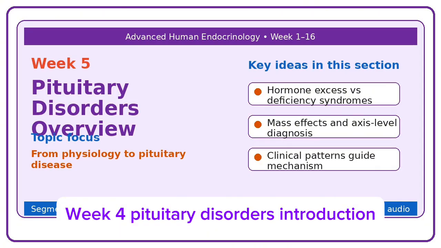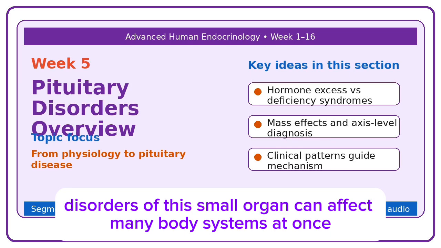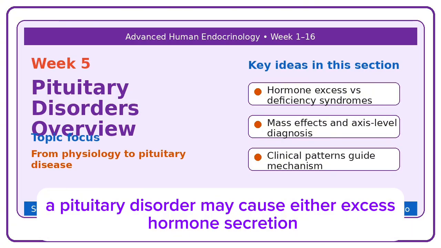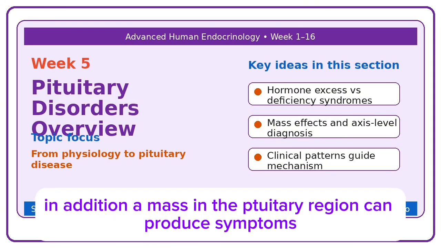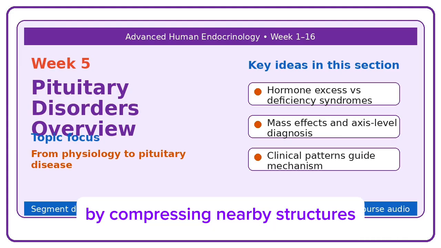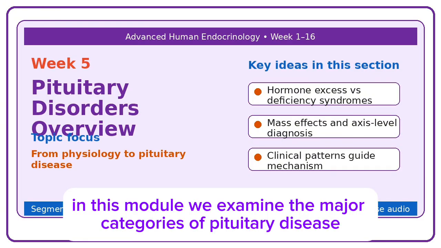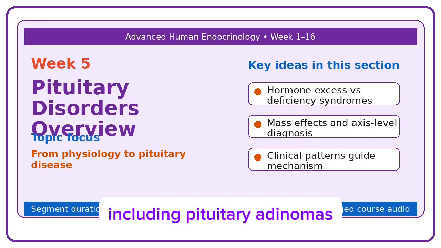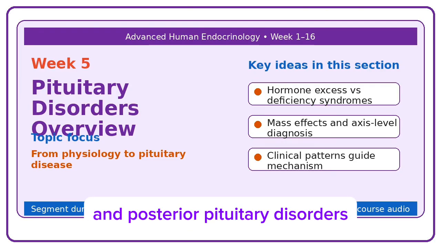Week 4. Pituitary disorders. Introduction. Because the pituitary gland regulates multiple endocrine axes, disorders of this small organ can affect many body systems at once. A pituitary disorder may cause either excess hormone secretion, hormone deficiency, or both. In addition, a mass in the pituitary region can produce symptoms by compressing nearby structures, especially the optic chiasm. In this module, we examine the major categories of pituitary disease, including pituitary adenomas, hyperpituitarism, hypopituitarism, and posterior pituitary disorders.